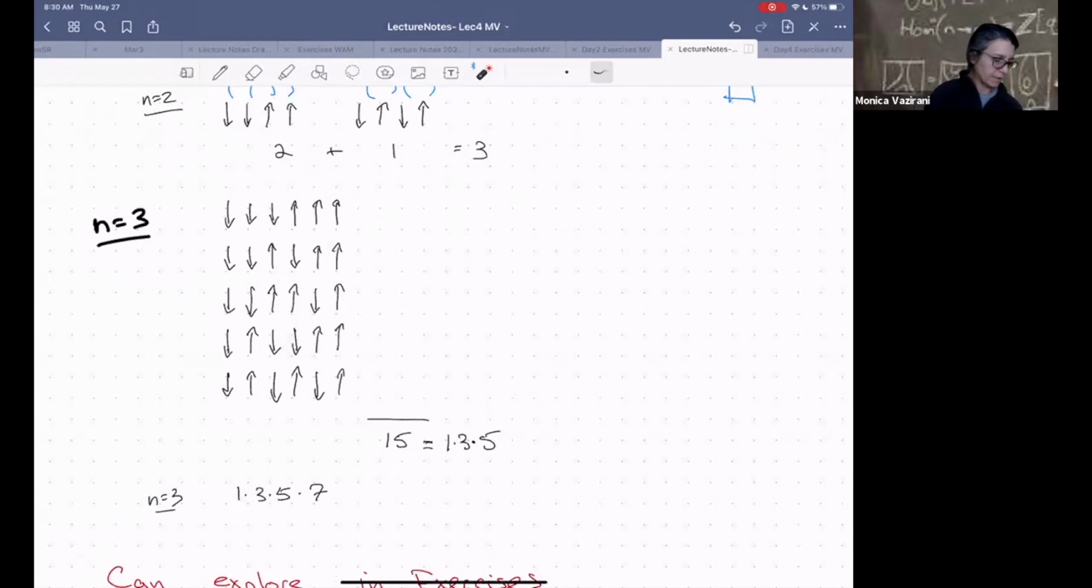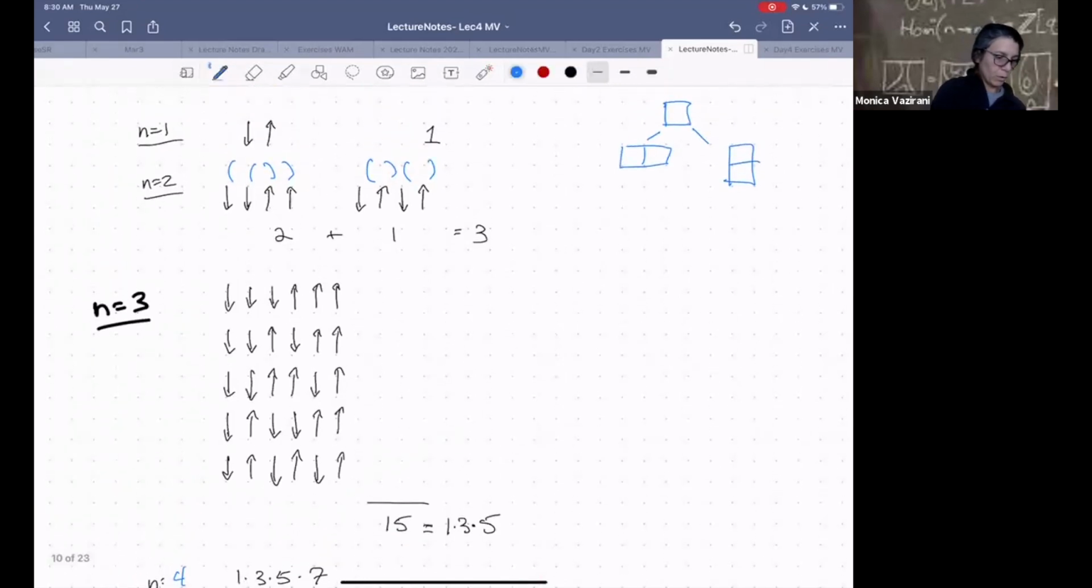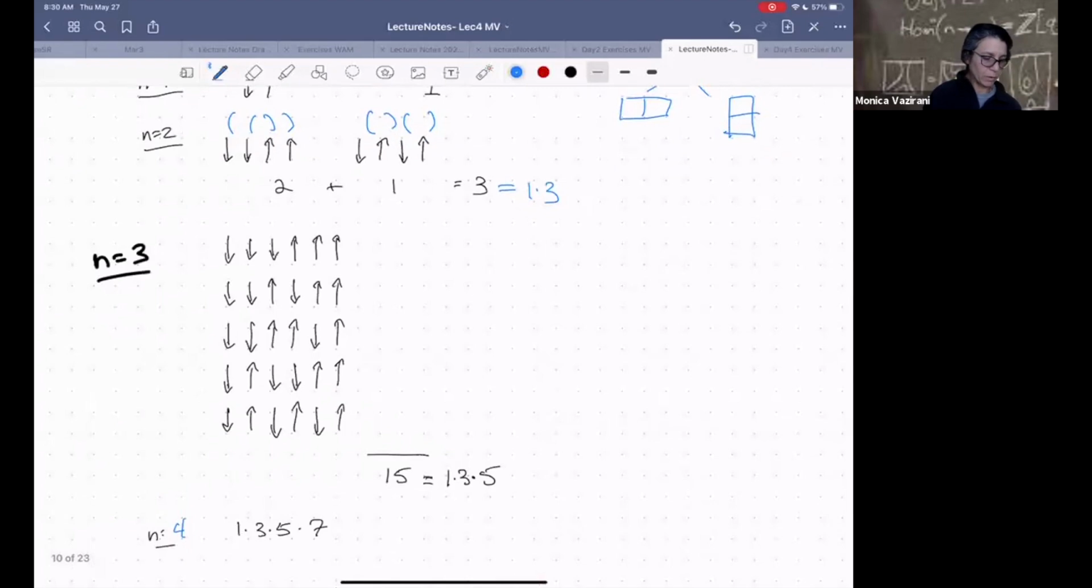So let's say you went to n equals 4. And then the number you get, if you would factor it, would be 1 times 3 times 5 times 7, or 7 times 15, whatever that is. And you would say, maybe that's the pattern. 1, 3 is 1 times 3. And then the 15 is 1 times 3 times 5. And the next is 1 times 3 times 5 times 7. You say, I think I see the pattern. Okay.